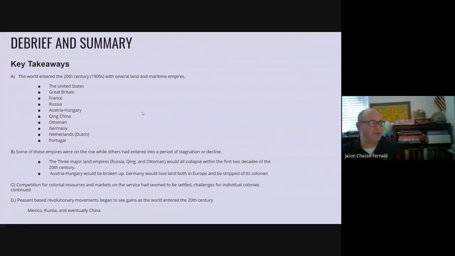That's probably a good stopping point for today. A few key takeaways, and we'll go over these again tomorrow. As the world enters the 20th century, several major land empires, and within the first couple of decades, many of these empires collapse. Today we've been talking about the Ottomans, and tomorrow we'll look at Russia. You're going to see, as well, a number of different peasant-based revolts.